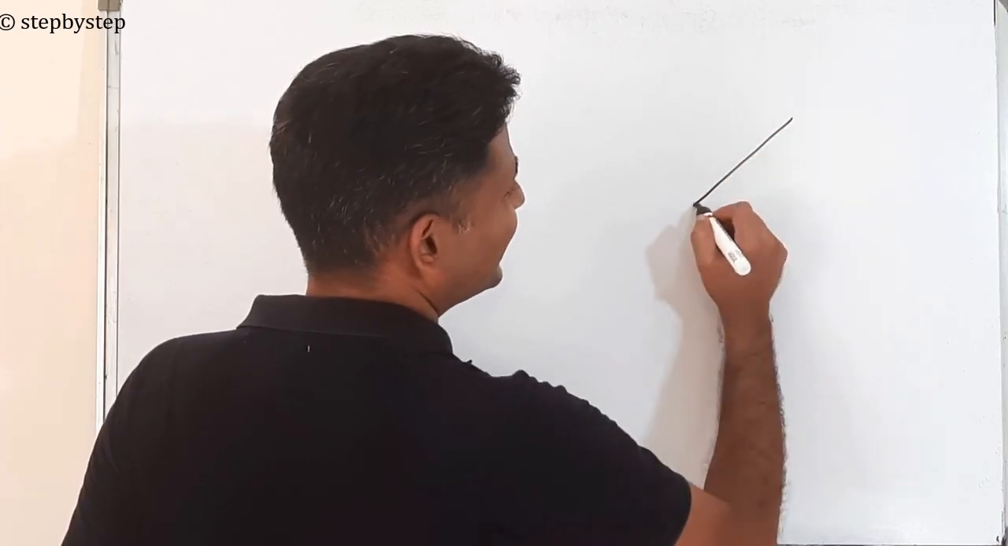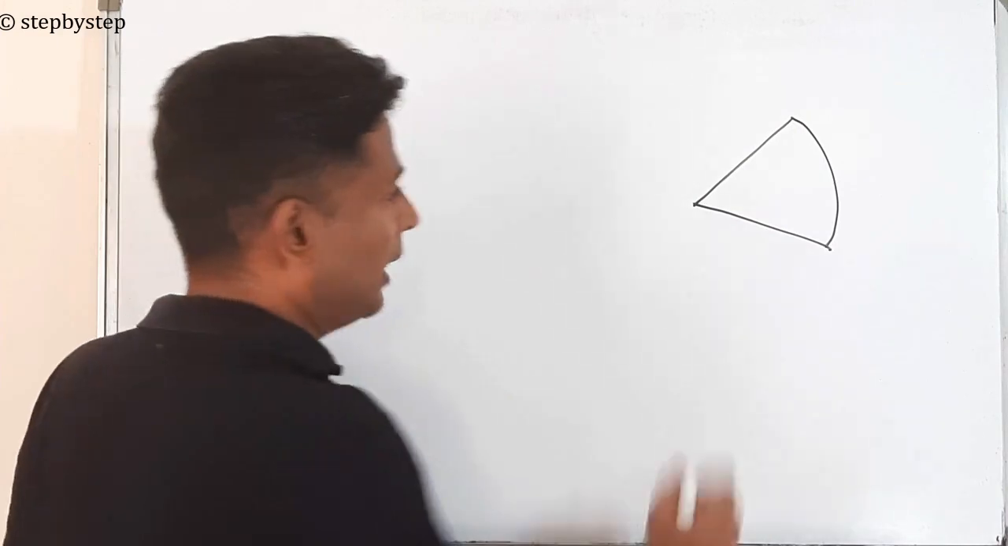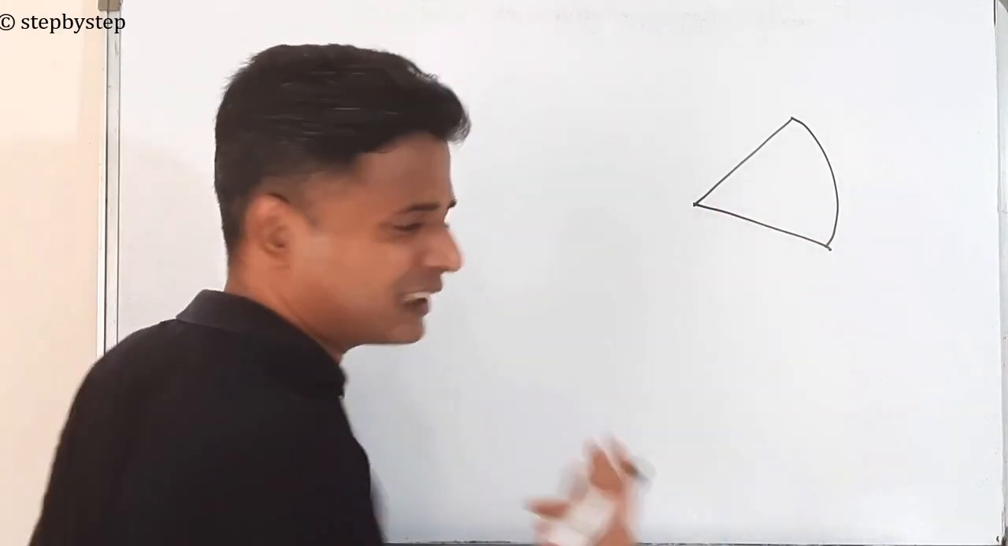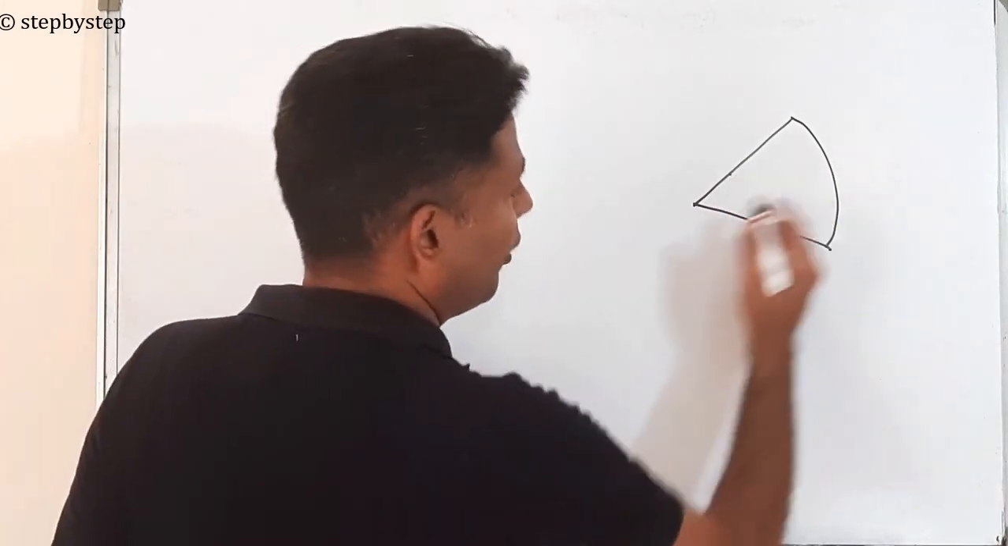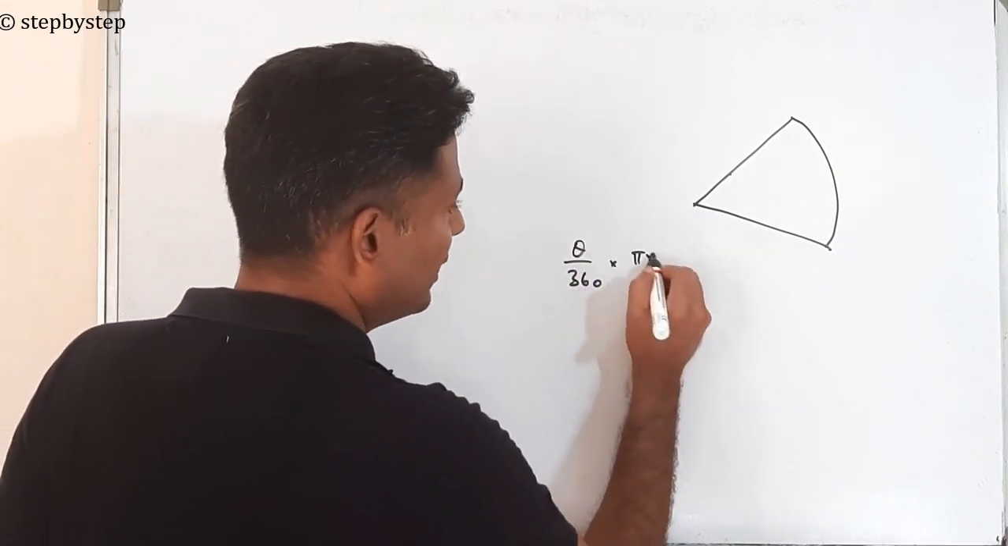What does a sector mean? Basically a part of a circle. It looks something like this. Now to find area, you just have to remember two formulas. To find area of the sector, what you need is theta by 360 into pi r square.